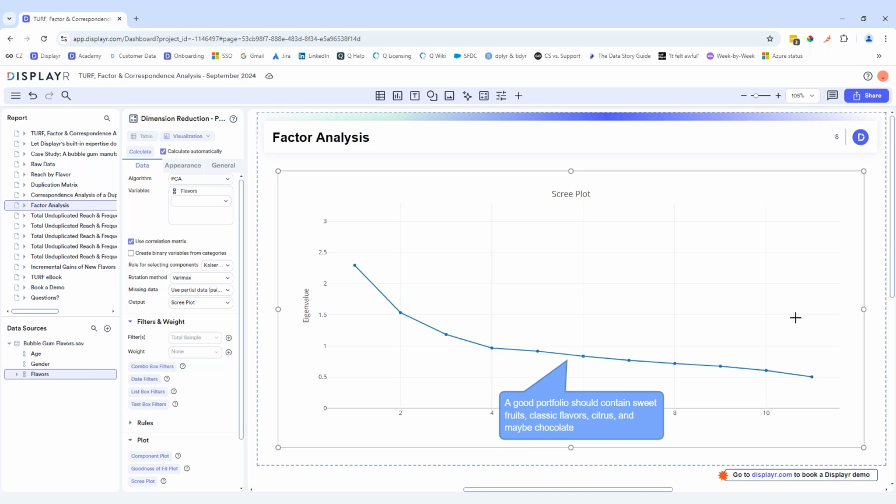Just taking a look, we got a couple other questions coming in. Someone's asking, could this also be used for message testing? Let's say a company's developed 16 messages for a global campaign, and they want to find out which combination of messages would be most effective. I see no reason why you couldn't use TURF analysis to find the best combination of messages, depending on how many messages you want to use.